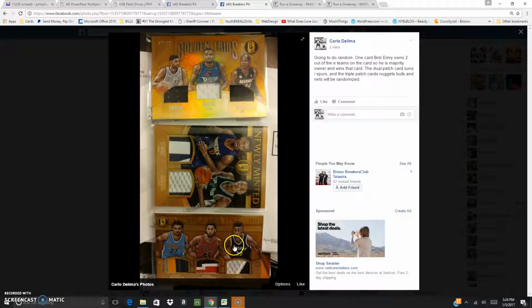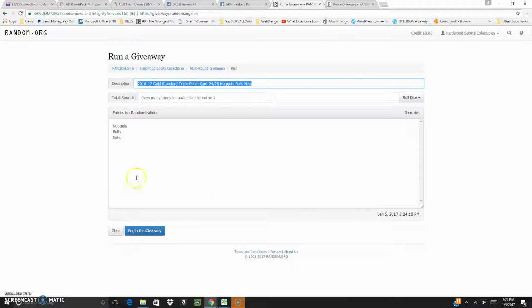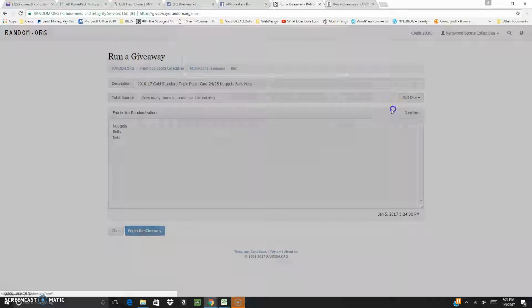The triple auto or triple patch of the Nuggets, Bulls, and Brooklyn Nets is going to be randomized too. All right, I just want to show you guys that. There you go. Nuggets, Bulls, Nets, and then for the two, I put Suns, Spurs, Suns, Spurs. Okay. All right, so we're going to randomize it.